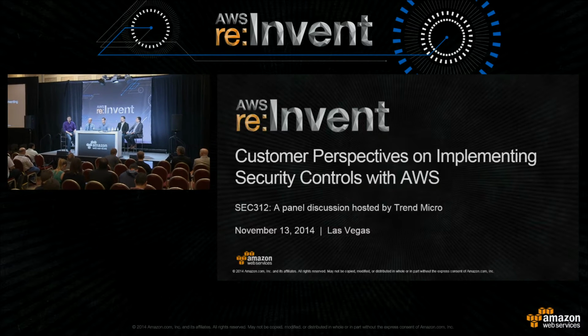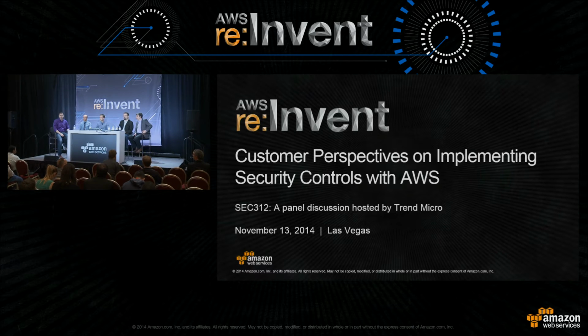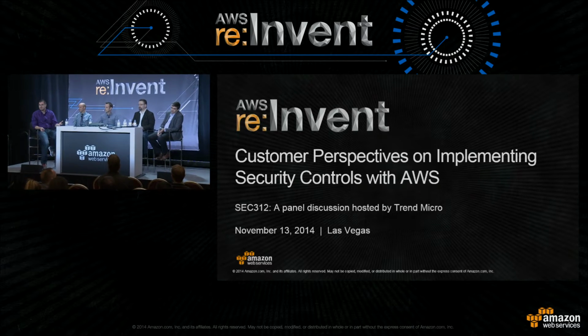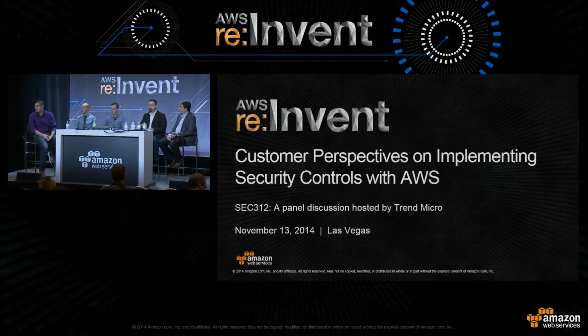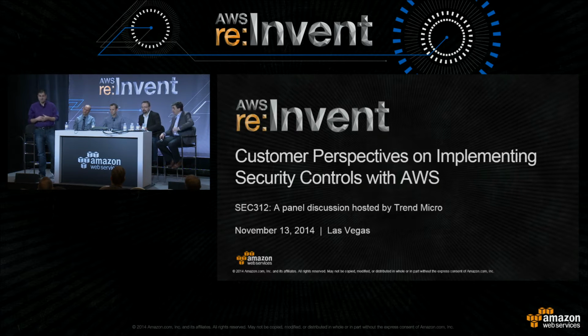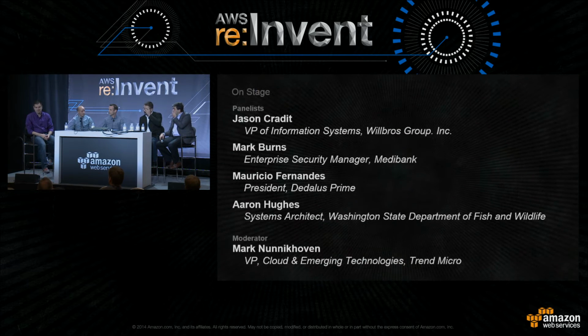This is Security 314, actually, not 312. 314 for the evaluation, always very important. It's customer perspectives on implementing security controls with AWS. My name is Mark Nunnekov, and I'm the Vice President for Cloud and Emerging Technologies at Trend Micro. Obviously, with customer perspectives, we have customers. Always a good thing. So let's do a little bit of introductions.